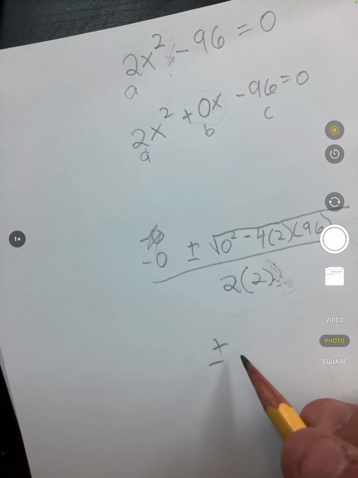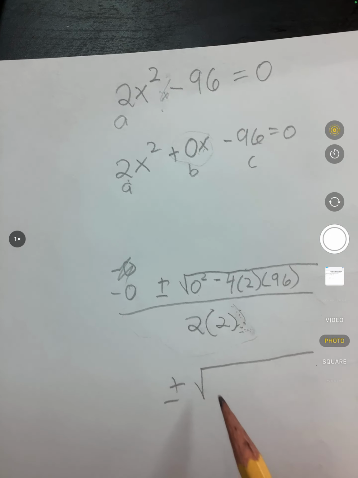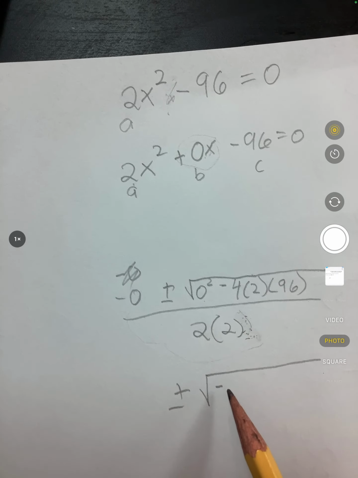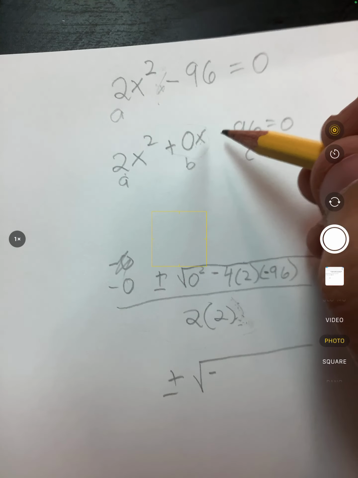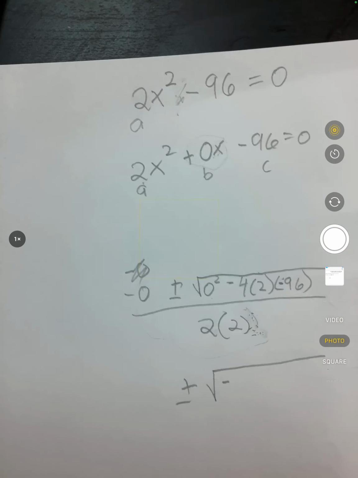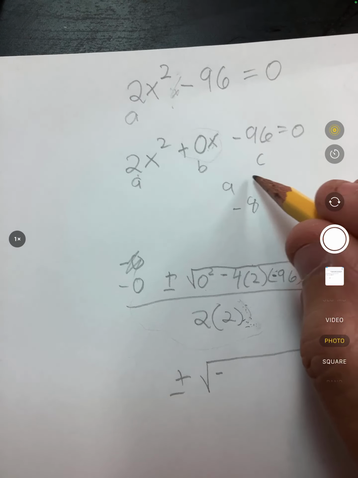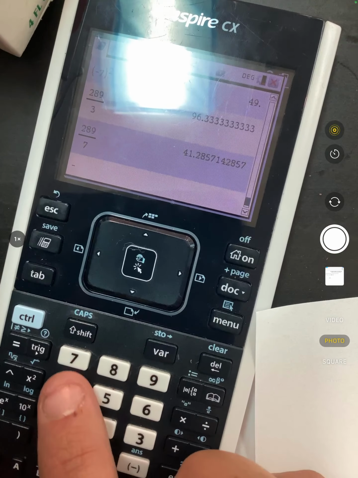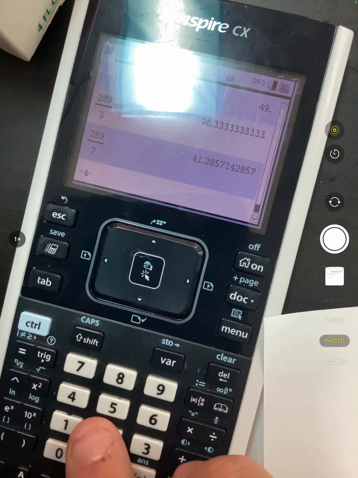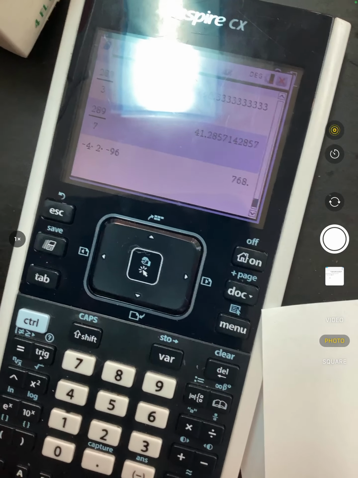Plus or minus the square root of 0 squared is still 0 because 0 times 0 is 0. Minus, and that's a negative here. I forgot that negative. See how easy it is to forget it? That negative needed to be included here. Negative 4 times 2 is negative 8. And negative 8 times 96 is something I probably could do in my head, but I'm not going to. Let's just do it. Negative 4 times 2 times negative 96 is going to be 768.